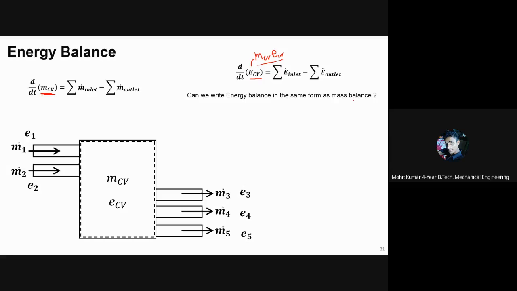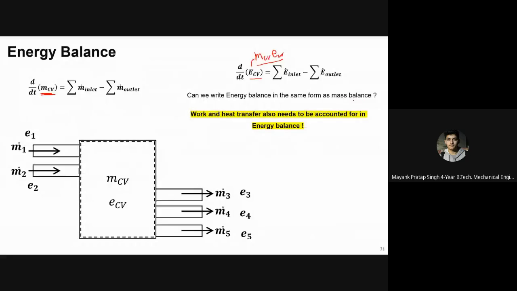Possible, sir. No, sir. Yes, sir. What about energy conservation? What about work and heat transfer?